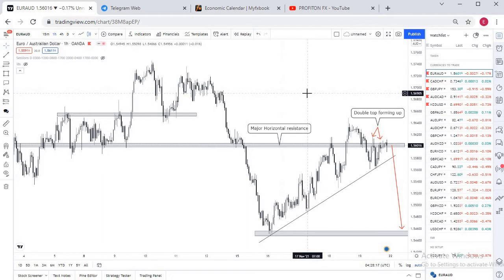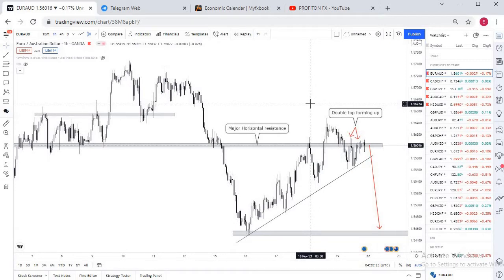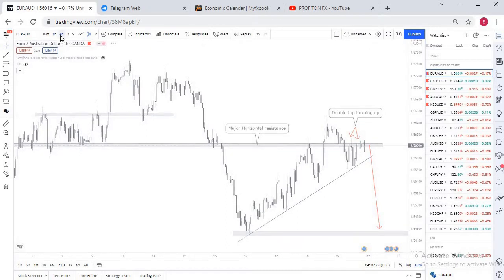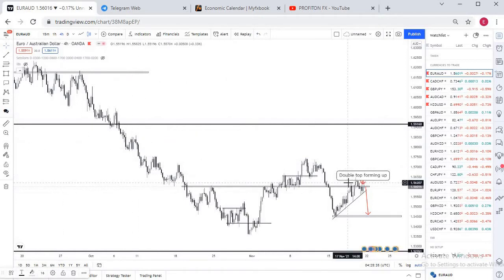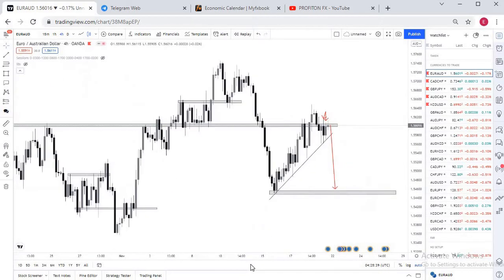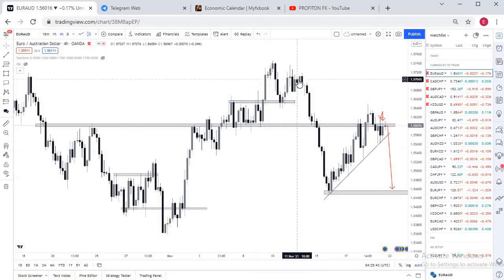We are going to begin with Euro Australian dollar. Now Euro Australian dollar, we are on the 1 hour time frame. On the 1 hour time frame, let us just move a little bit higher on the time frame. Move to a 4 hour time frame. Now on the 4 hour time frame, you can see we had a very big bearish impulsive move here.